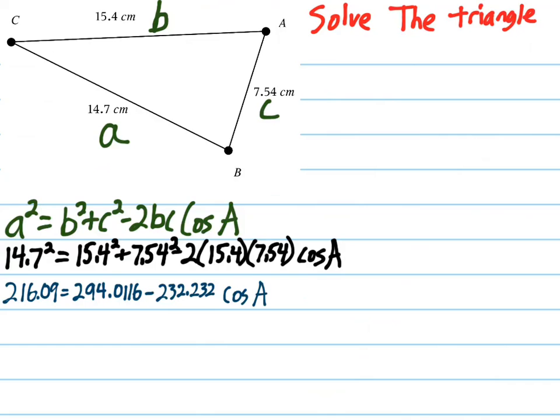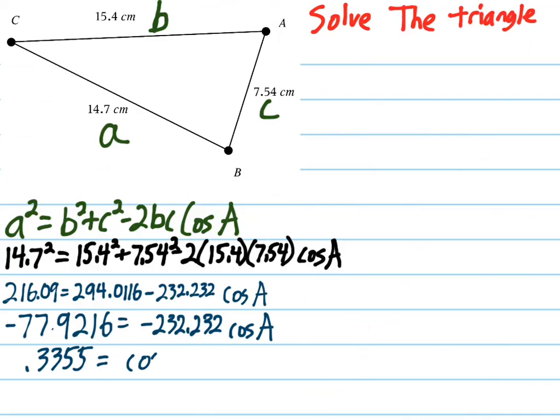Working it like last problem, I'm going to subtract that 294.0116 from both sides. That leaves me with a negative 77.9216. That equals the negative 232.232 cosine of A. Undo that by dividing again. That will give me positive 0.3355 equals cosine of A. Undo the cosine with my cosine inverse. And that gives me big A to be equal to 70.4. I'm going to go fill that in on my triangle. So now that I've got that information.